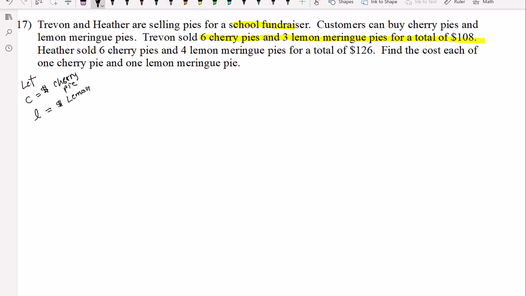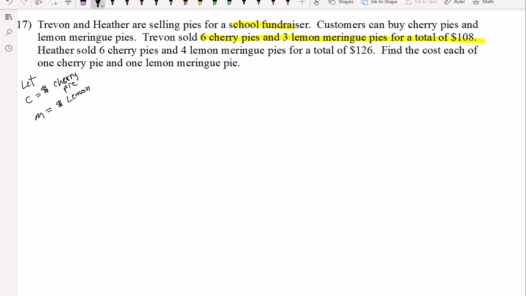So now you can either let C be cherry pie and L be lemon, but remember when you have students do the L, don't have them do just a typical lowercase L because it's going to look like a 1. Do not have them put an uppercase L because typically uppercase letters are used for formulas or for geometry points. So in this case, you might use a lowercase m for the meringue or something like that.